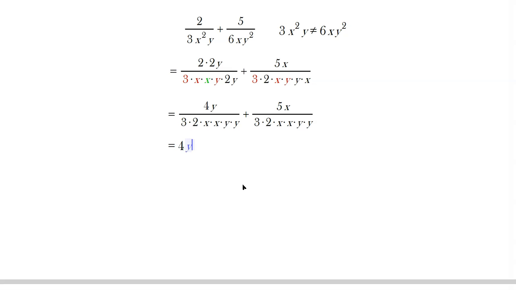So it's going to be 4y over, let me fix that, 6x squared y squared plus 5x over 6x squared y squared this way. Now the denominators really are the same, and you can just add the numerators. So 4y plus 5x, and you're going to divide this by 6x squared and then y squared, and that's it for this lesson.